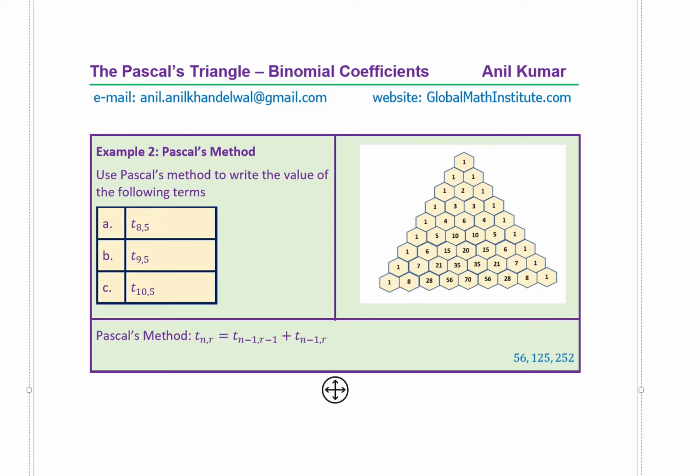Example number 2 is also based on the formula we just discussed. Use Pascal's method to write the value of the following terms. Well, to get this value at present, first thing is try to build your triangle, right? So take a moment, make or create this triangle with ones on the boundary as shown here and the inside numbers by adding the previous two.